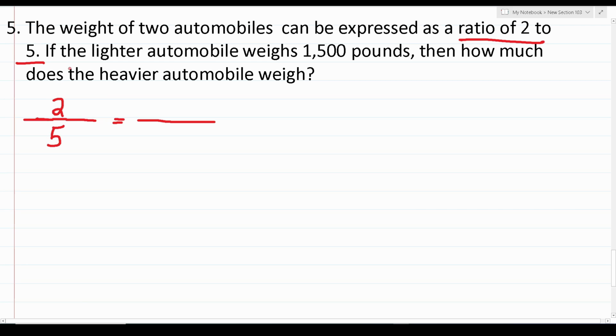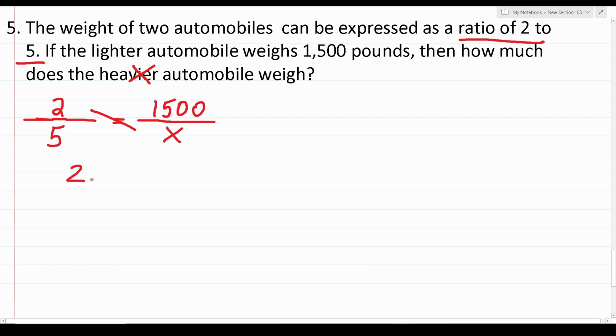All right, so let's look through our problem. If the lighter automobile weighs 1,500 pounds, then how much does the heavier automobile weigh? Well, that's an unknown. So I'm going to let x refer to the weight of the heavier automobile. All right, so let's fill this in accordingly. Again, we're going to put 1,500 in our numerator since that's the weight of the lighter automobile over x. And we can solve this one now using cross multiplication.